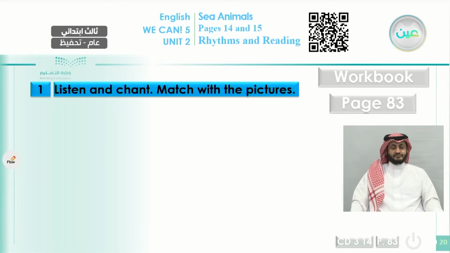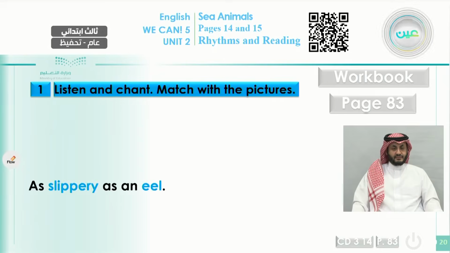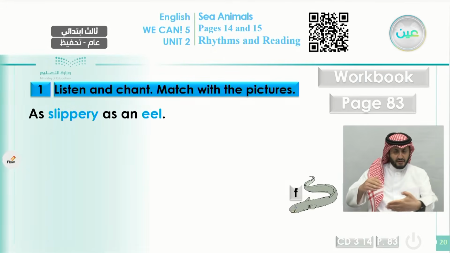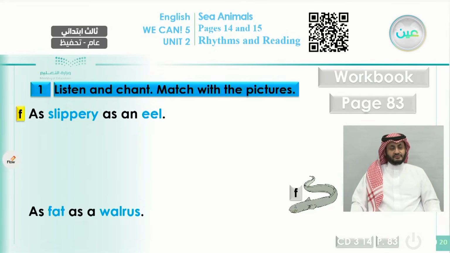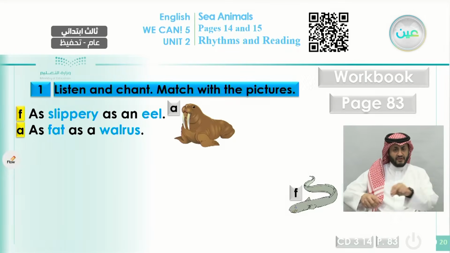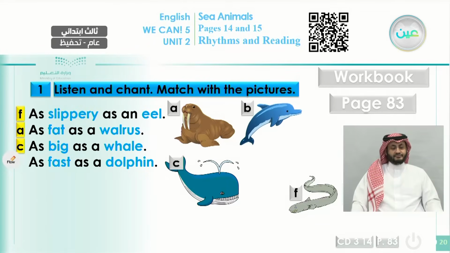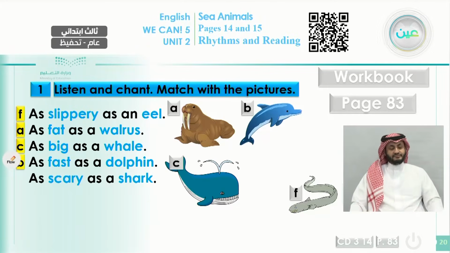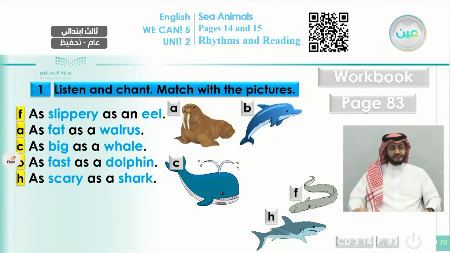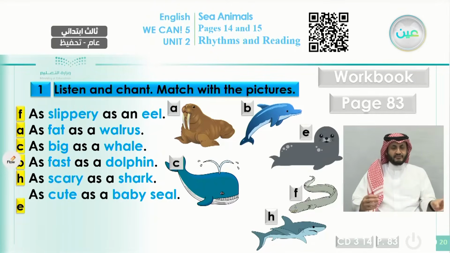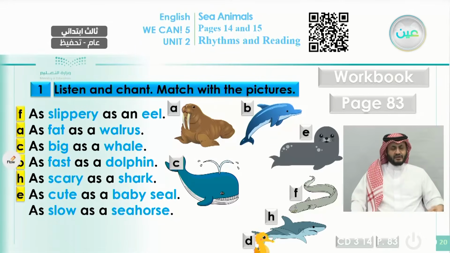Let's listen all together. Exercise 1. Listen and chant. Match with the pictures. As slippery as an eel, as fat as a walrus, as big as a whale, as fast as a dolphin, as scary as a shark, as cute as a baby seal, as slow as a seahorse, as noisy as a seagull.